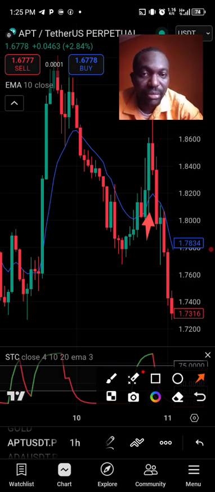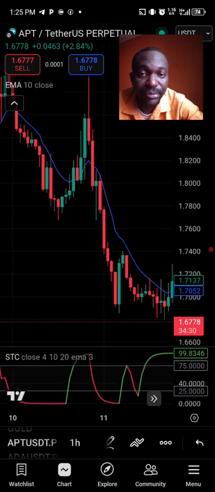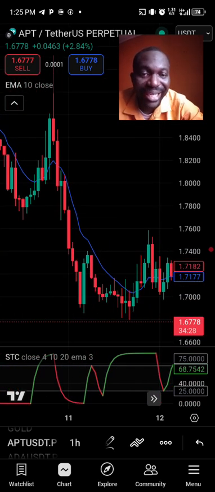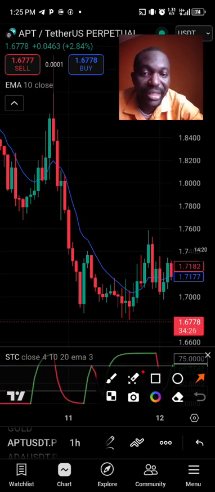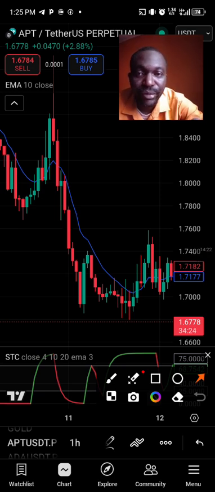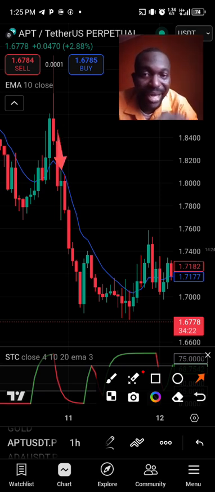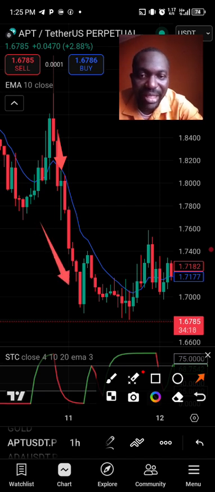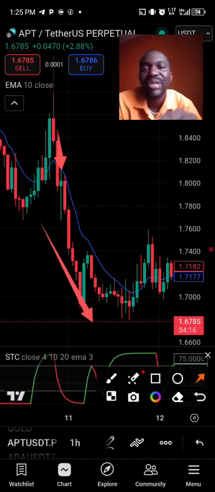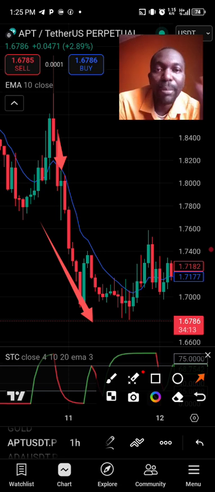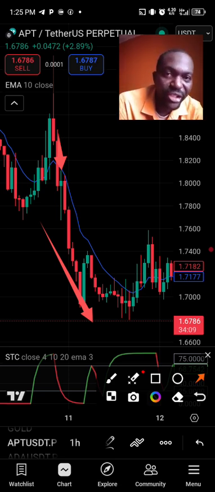So you can see that. Now, if we move further, you see that again, price crossed below it again. Right here. Price crossed below it and we are now in a downtrend again. So you can see that when there is a crossover from up to down, you know that price has changed direction from bullish to bearish.